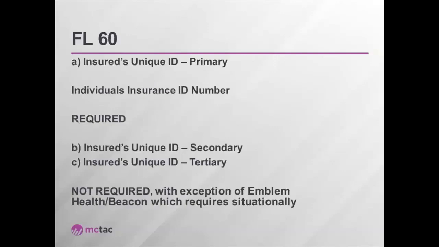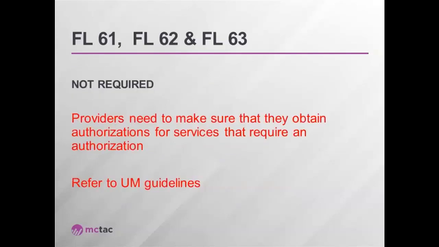59 is not required at all. Field 60, it is required. Again, this is another area for the insured's unique ID. So you want to put either the Medicaid number or the insurance number that's provided by the insurance. You do not need to complete B and C. Those areas are not required except for Emblem. 61, 62, and 63 are not required.